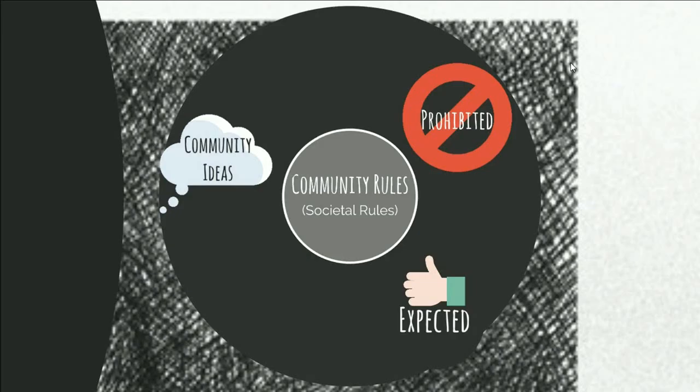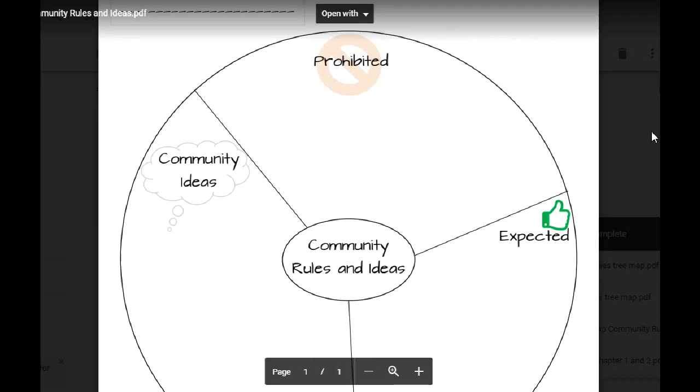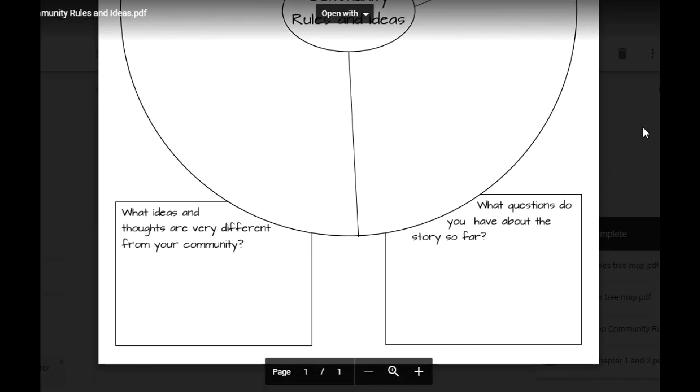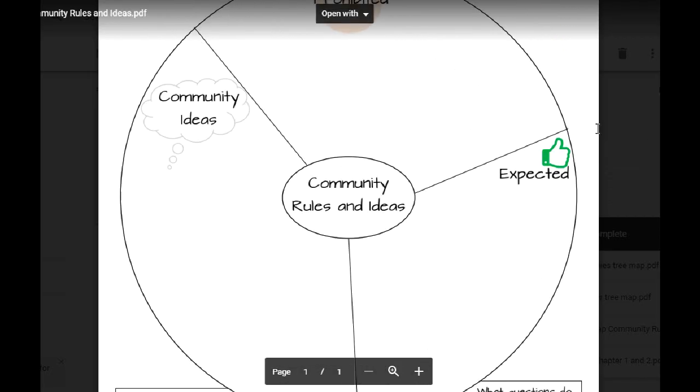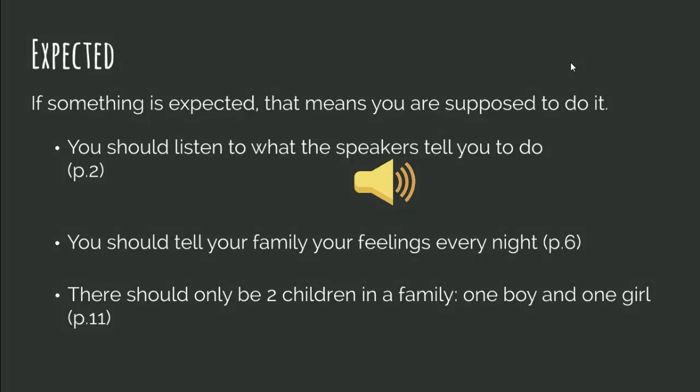For just 2 chapters, there sure are a lot of prohibited and expected actions that we learned about. Do these rules make sense to you? Keep adding these to your organizer as you read through the book to keep track of everything you learn about this community and how they think.